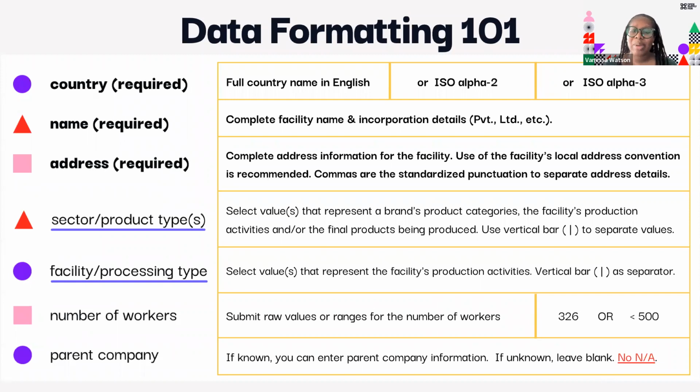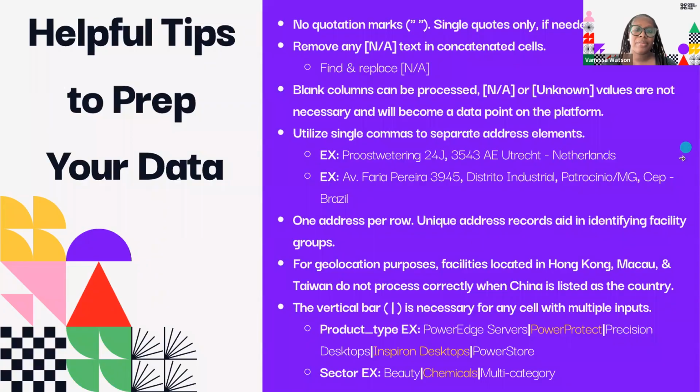Facility type and processing type, again, if you have additional details about the activities that are occurring at a facility, you could enter those here. For number of workers, this value is accepted in either a single value or in a range as listed here, 326 or less than 500. And for the parent company field, if you have that information, we are happy to receive it. But if it is unknown, the standard practice is to just leave that field blank. It's not necessary to add an NA value to that cell in the column. And we move on to the next slide.